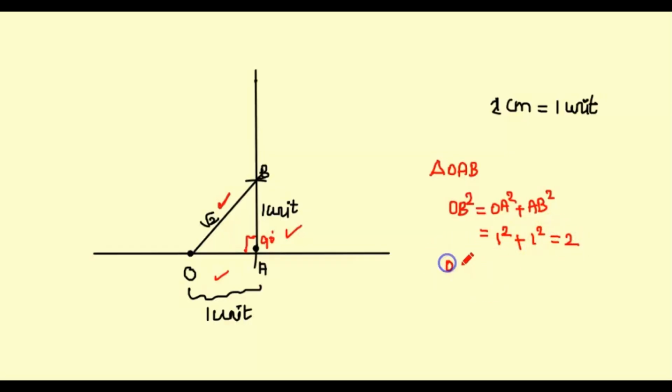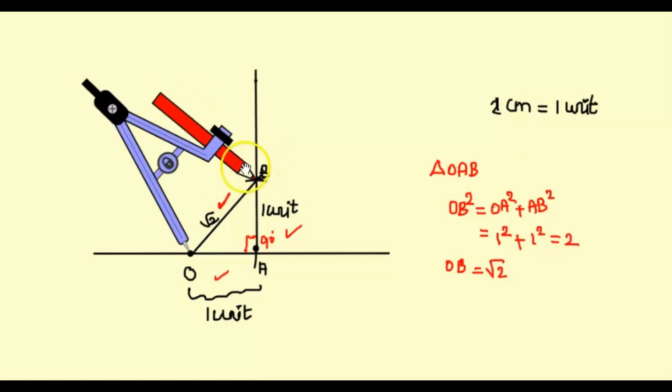So now what is OB? OB square is 2, then OB equals root 2. So that is how the OB root 2 value came. But OB is not on the number line, that means the root 2 value is not yet on the number line. So we are going to mark this on a number line.